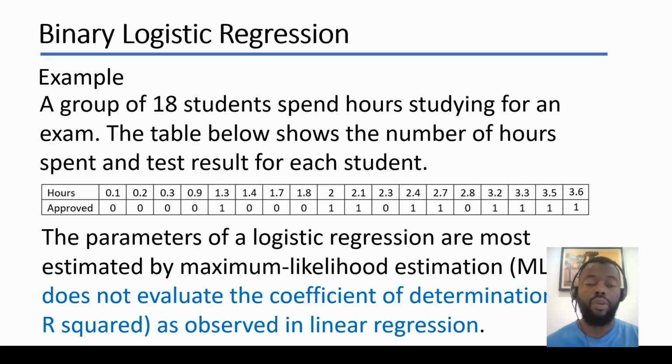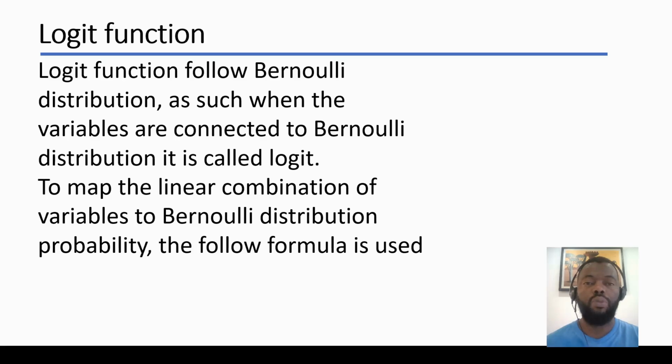The parameters of a logistic regression are estimated by maximum likelihood estimation. It's different from linear regression, where we use R squared. The logit function follows the Bernoulli distribution. As such, when the variable is exponent to the Bernoulli distribution, it's called logit.